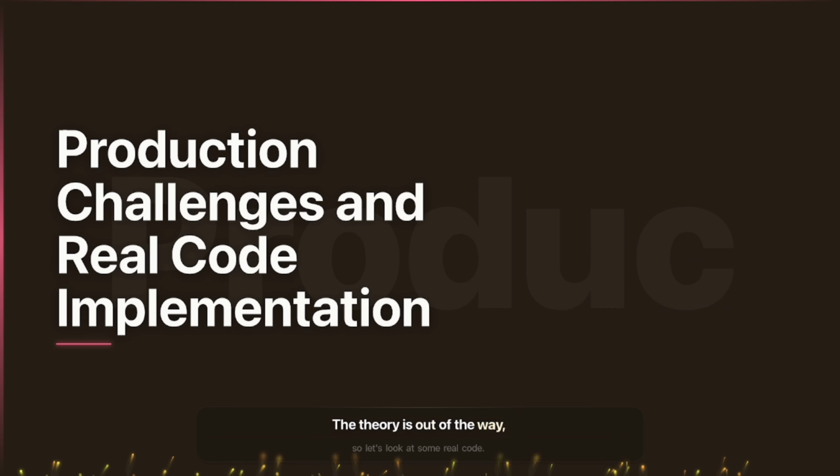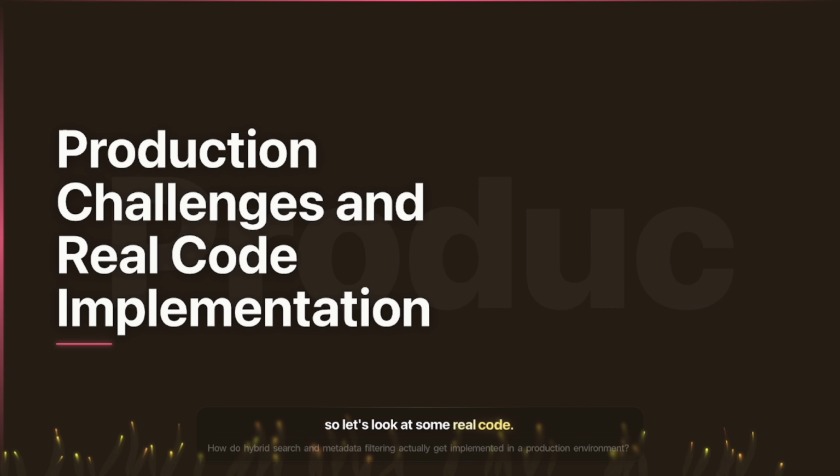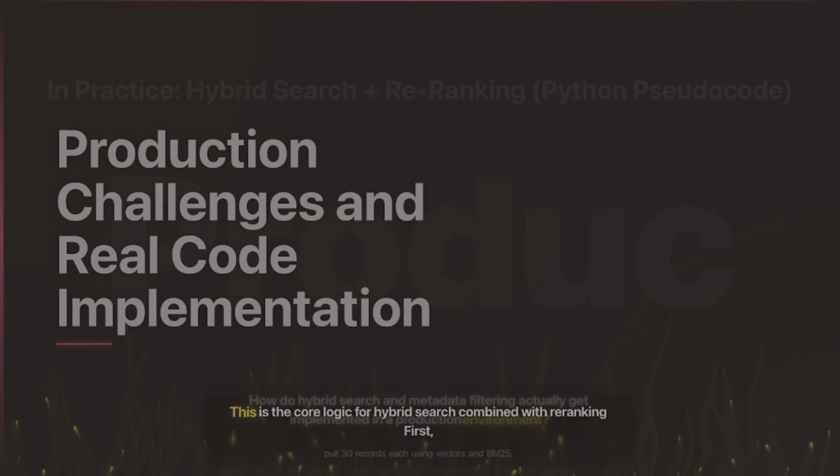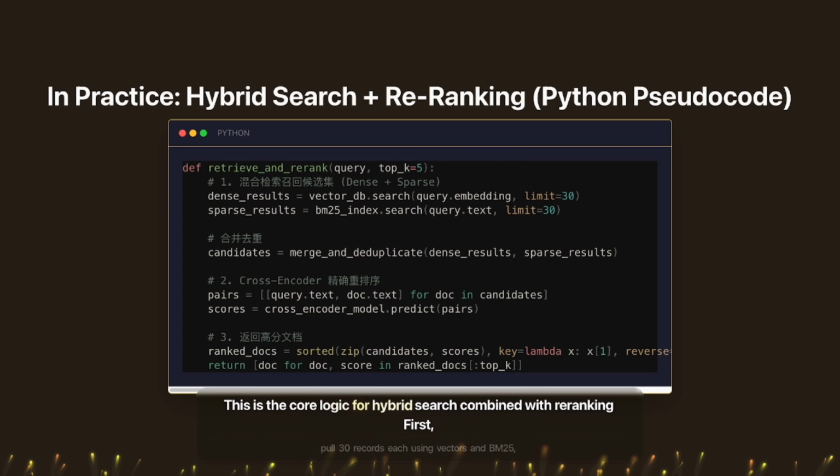The theory is out of the way, so let's look at some real code. How do hybrid search and metadata filtering actually get implemented in a production environment? This is the core logic for hybrid search combined with re-ranking.